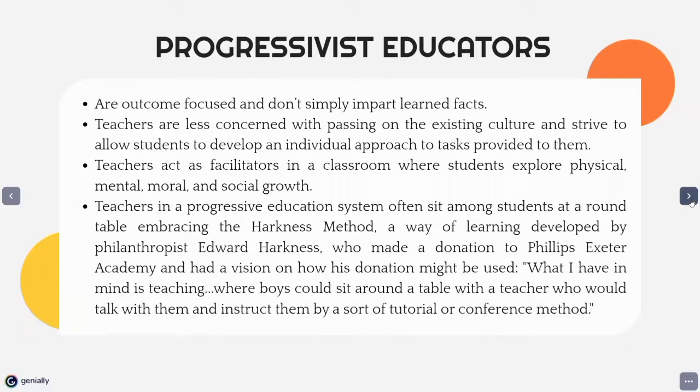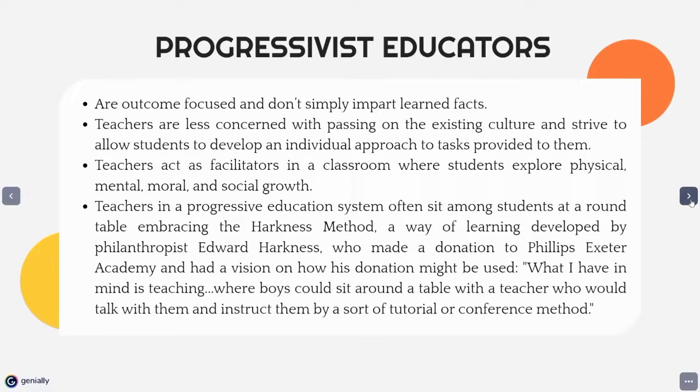Teachers in a progressive education system often sit among students at a round table, embracing the Harkness method, a way of learning developed by philanthropist Edward Harkness, who made the donation to Phillips Exeter Academy and had a vision on how his donation might be used. What I have in mind is teaching where boys could sit around the table with a teacher who would talk with them and instruct them by a sort of tutorial or conference method.